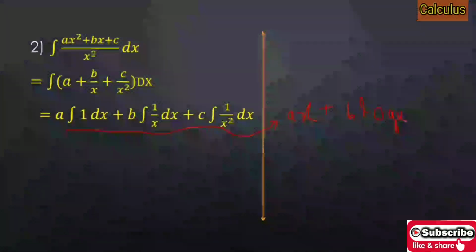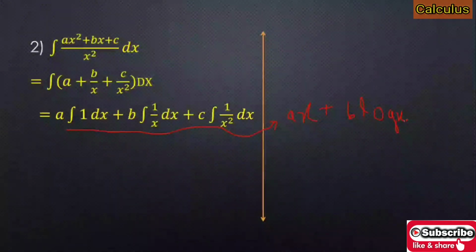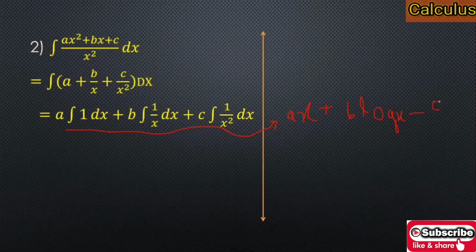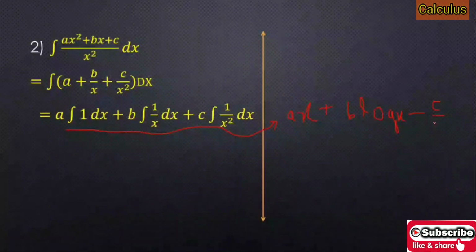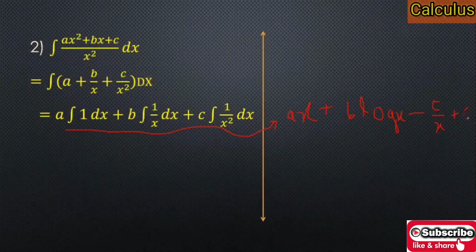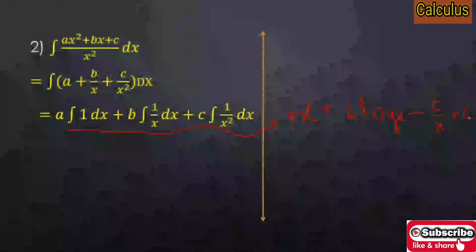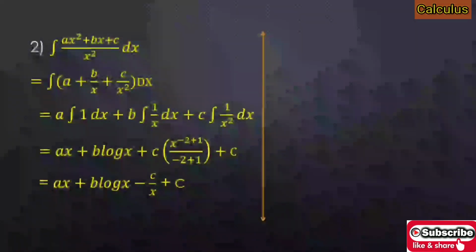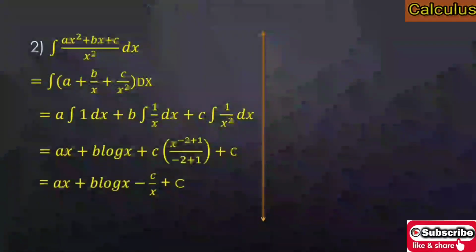Integration of 1 by x square, you get minus c by x. You can apply the formula and just get the answer, that is c by x plus c, where c is any constant. You can write ax plus b log x minus c by x plus c, where c is any constant, is the answer of the question.